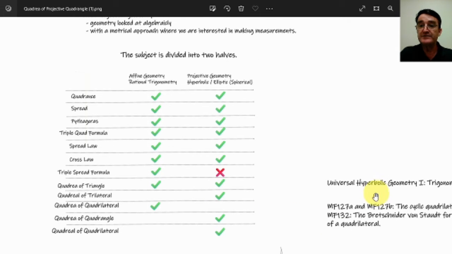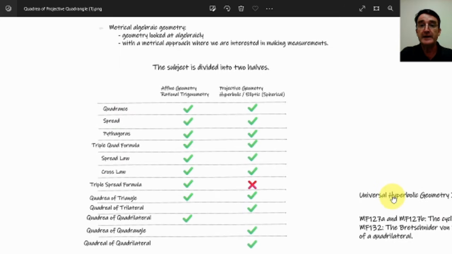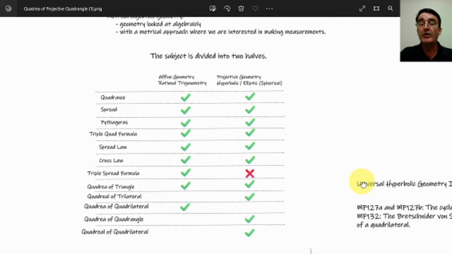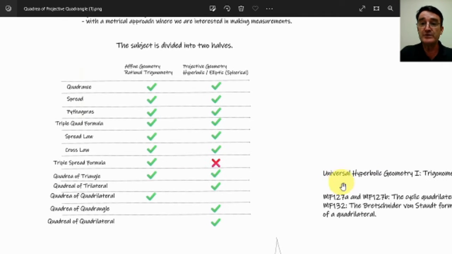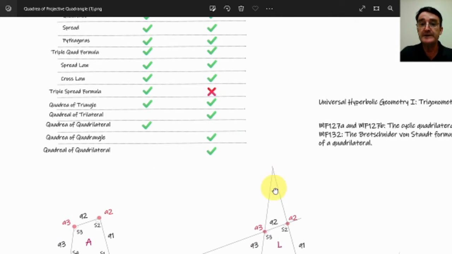The main reference for universal hyperbolic geometry, or for projective geometry, is the paper Universal Hyperbolic Geometry 1: Trigonometry. At the end of the video, in the description, I'll provide links to other references for affine geometry, rational trigonometry, and universal hyperbolic geometry.